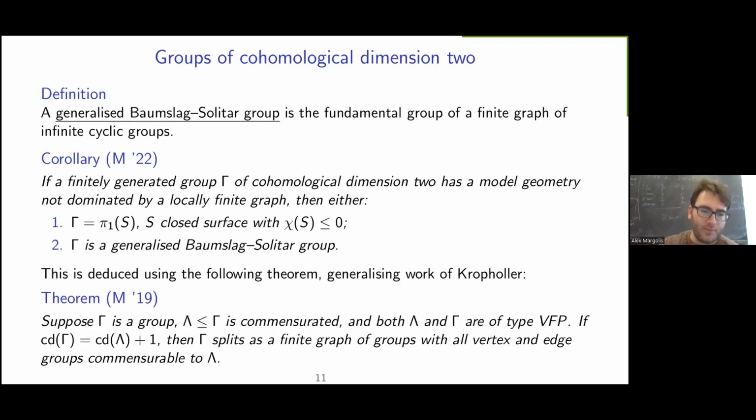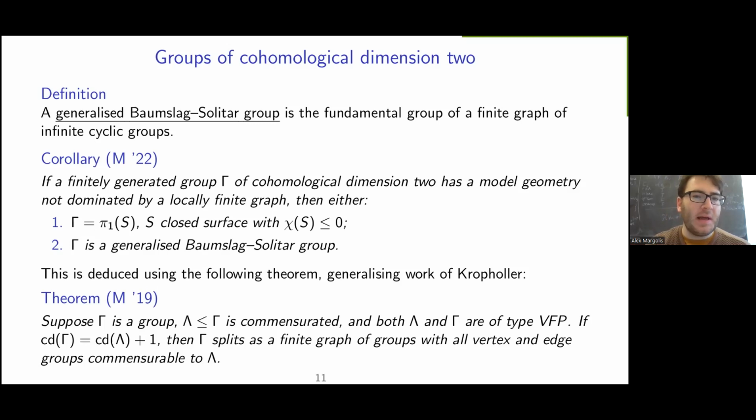And the idea, how you deduce the corollary, is that we have this group gamma, and it has some model geometry that's not dominated by a locally finite graph. What we now want to do is analyze the cases and see what possible commensurated subgroups lambda of gamma can be. Essentially we reduce to the case where lambda is infinite cyclic, in which case we can apply this theorem to deduce that gamma is a generalized Baumslag-Solitar group. Or if gamma contains a commensurated subgroup that's not infinite cyclic, then you can show that the commensurated subgroup has to actually be a finite index subgroup, and then the group gamma has to be the fundamental group of a surface.